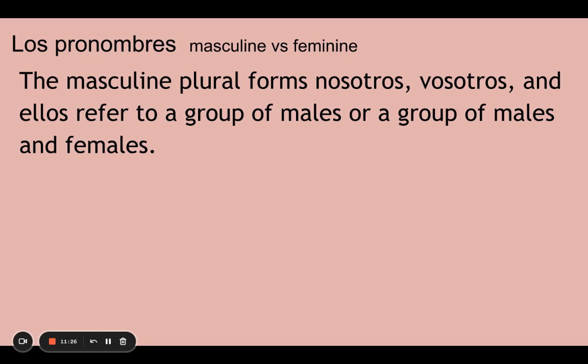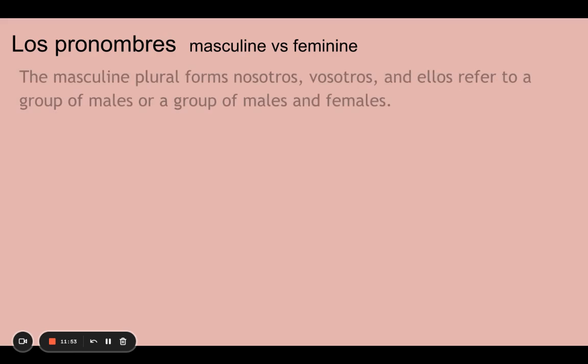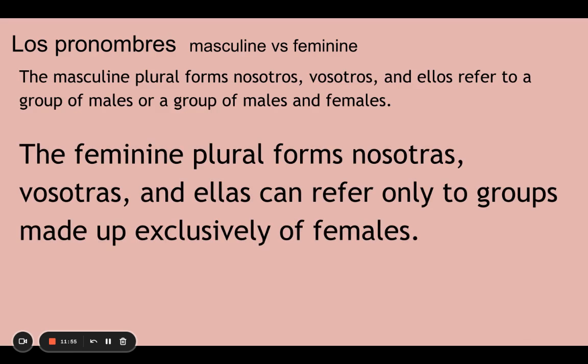Masculine versus feminine. Masculine plural forms are nosotros, vosotros, ellos. They refer to a group of males or a group of males and females. The minute you have a male in the group, it automatically changes to the masculine form of those subject pronouns. The feminine plural, nosotras, vosotras, ellas, is only for females.